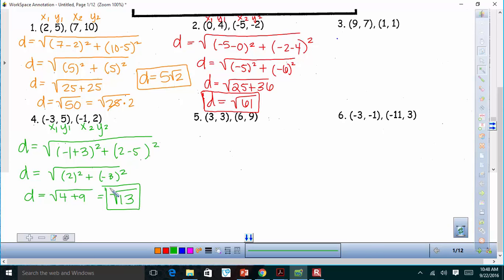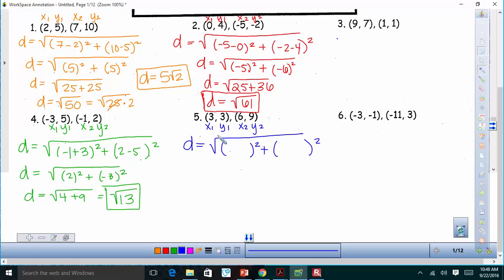Okay. Let's do one more to make sure you got that. So we'll look at number 5. For number 5, we're going to label x1, y1, x2, y2. I'm going to do distance equals, and I'm going to draw my really long square root. I'm going to put a parentheses squared plus a parentheses squared. In my first parentheses, I'm doing x2 minus x1.